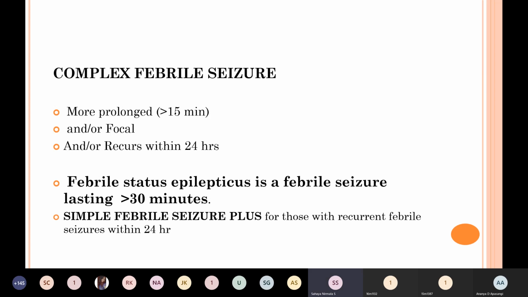I just want you to know these two terms which are usually used in regard to febrile seizure. One is febrile status epilepticus. That is, if a febrile seizure lasts more than 30 minutes, then we say it is febrile status epilepticus. And the other new terminology is simple febrile seizure plus. That is, if the child has recurrent simple febrile seizures within 24 hours, then we say it is simple febrile seizure plus.